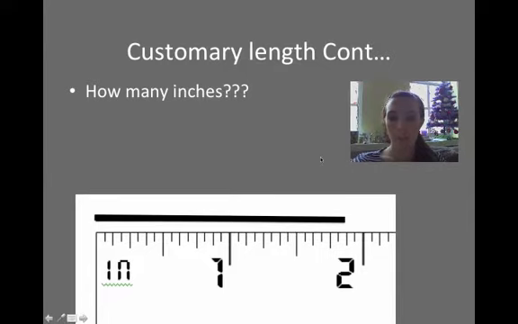Okay, so this is just one thing I want you to do in your notebook. I want you to tell me how many inches this line is right here. This big black line based on my ruler right here.